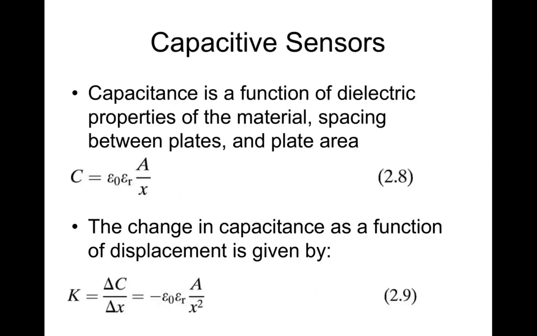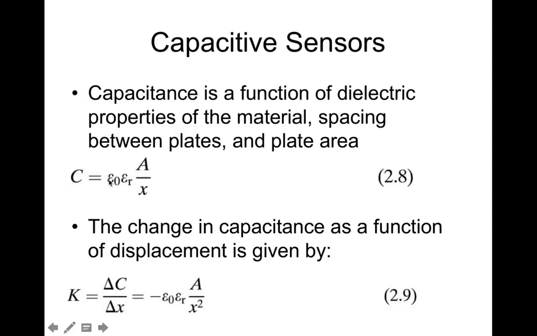Capacitive sensors would be the final circuit element type of measure of displacement. Capacitance, as we know, is a function of the dielectric properties of the material, the spacing between the plates, and the plate area. The change in capacitance is a function of displacement. You basically are changing the spacing between the plates. You could do a sliding kind of thing where you slide one plate back and forth, and in that case you would be changing the area. But in this particular example, we actually have a change in X, the spacing between the plates.